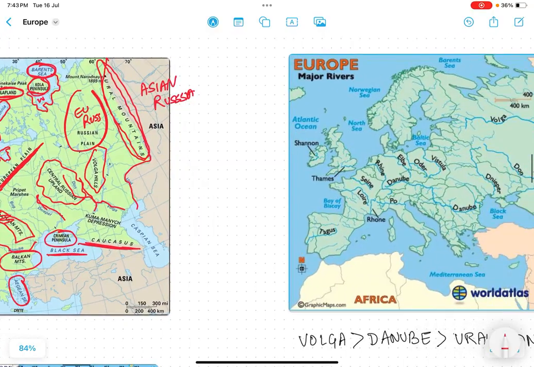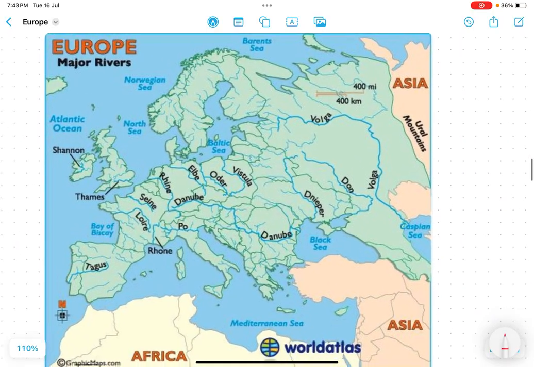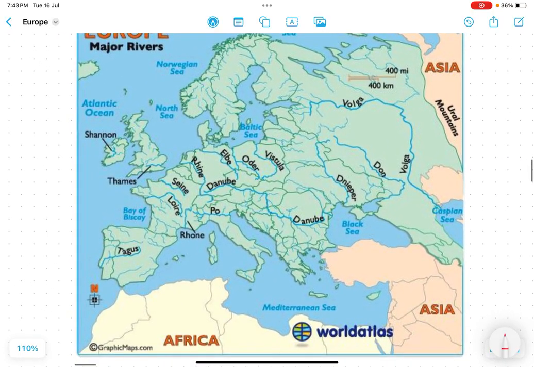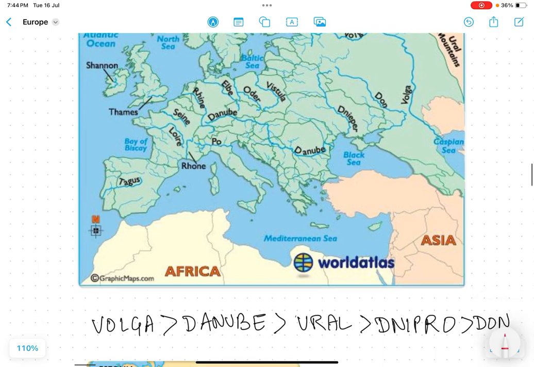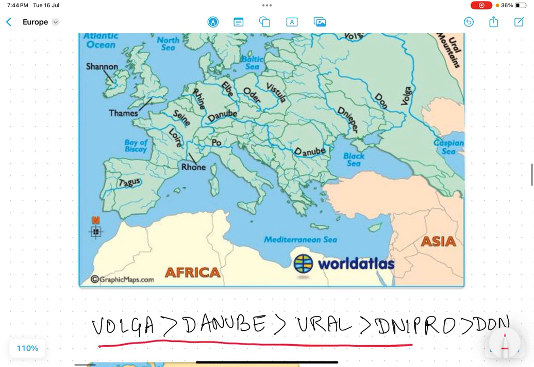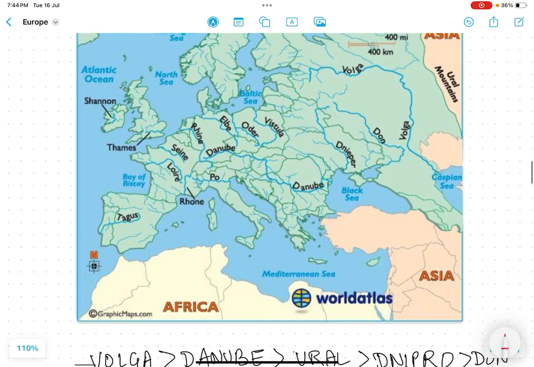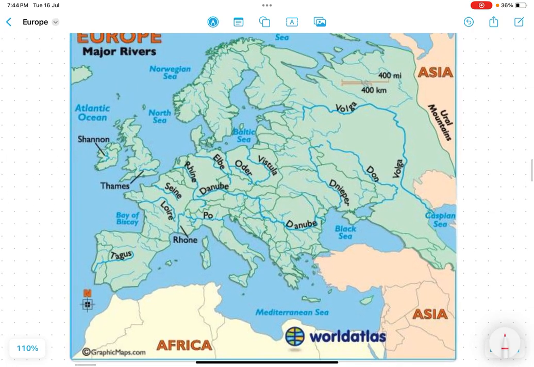So let's go to the next, that is the rivers of Europe. Not all of the rivers are important, but you should know which river goes into which ocean or which sea, right? I have arranged them from the longest, the second longest, third longest, fourth longest, and fifth longest. 5 longest rivers. So Volga is the longest river. It is completely in Russia.